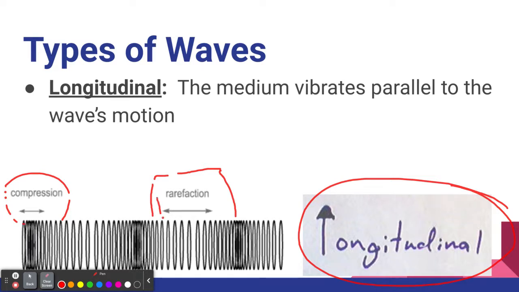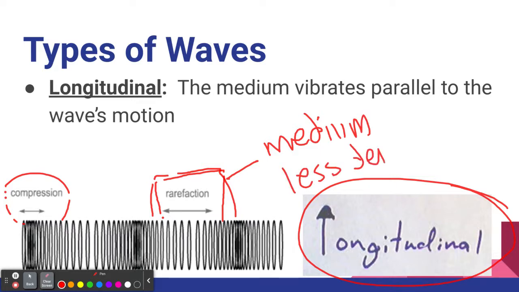Rarefaction, and make a note of this, is where we have the separation, the position that does not have the energy. It's a position where the medium is less dense. So we'll say medium less dense. You can think of rarefaction as spreading out, being stretched out. Compression is just the opposite.